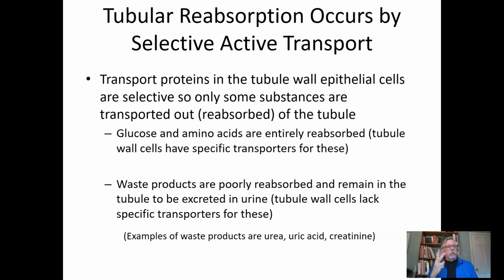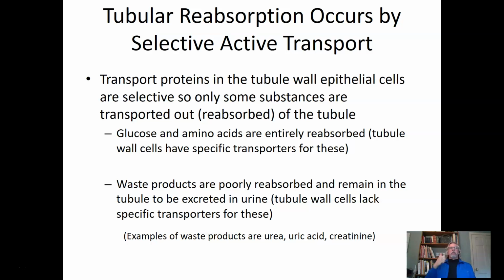They have to be transported across two membranes. So the plasma membrane that's lining the lumen of the tubule, and then it's going to enter into the cell, and then it has to be transported across the outer plasma membrane on the outer side of the wall. Okay? There is selective transport of materials that enter into the filtrate.